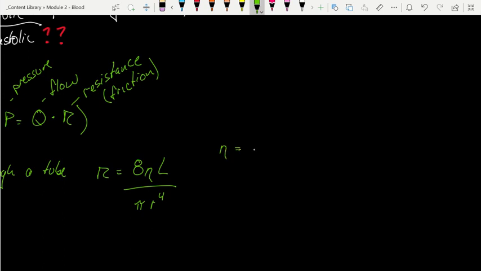Eta is viscosity. You can think of it as the thickness. It's not really the thickness, but for now that's good enough. Think about it as the thickness of the fluid. There certainly is a difference in viscosity between water and that really thick buttery syrup that you poured on your pancakes. L is length. And you can appreciate that this is directly proportional to resistance simply because the longer the tube, the longer it takes me to get through it.